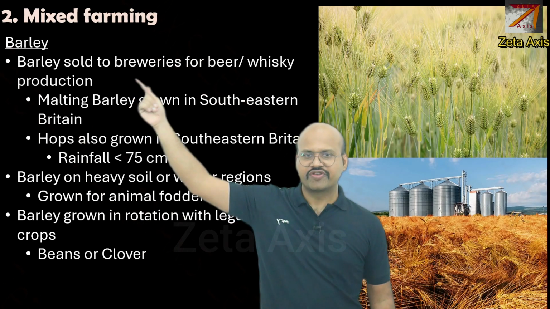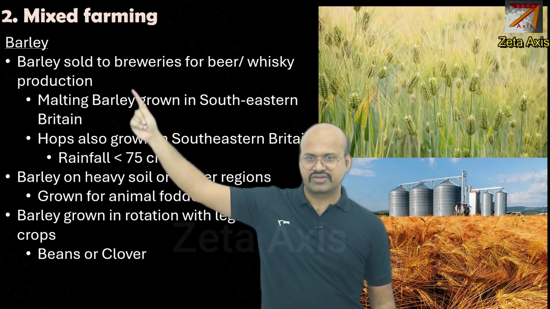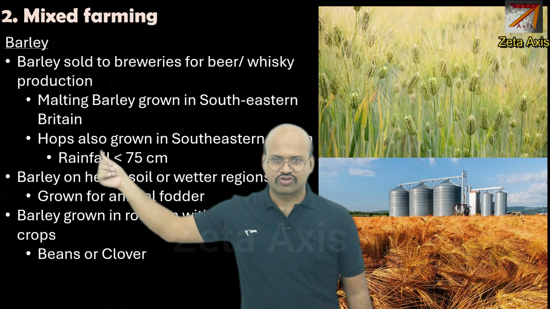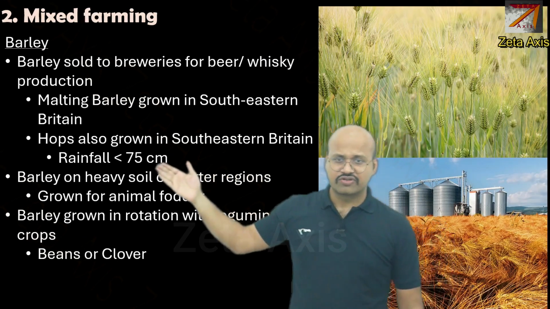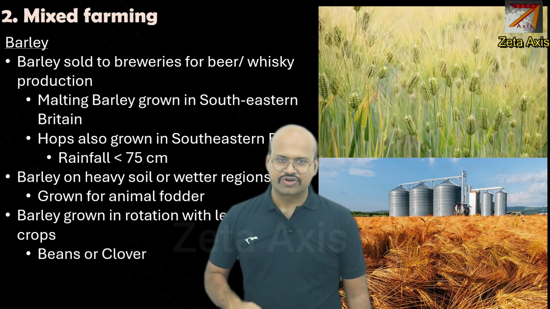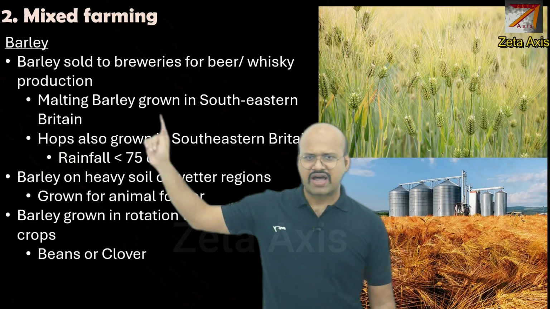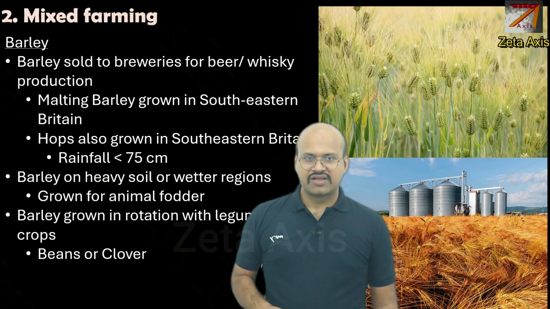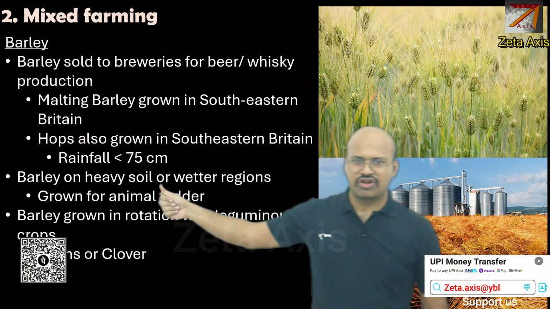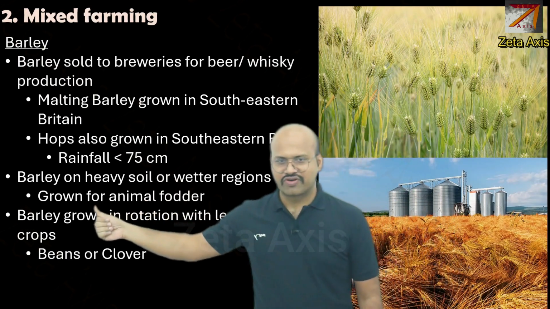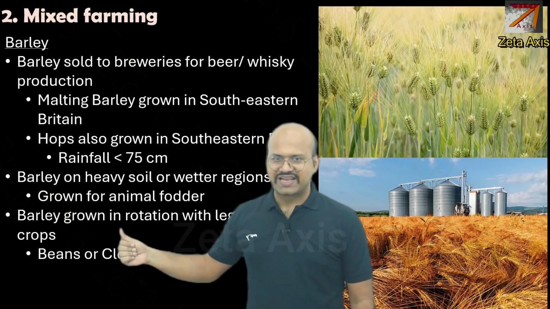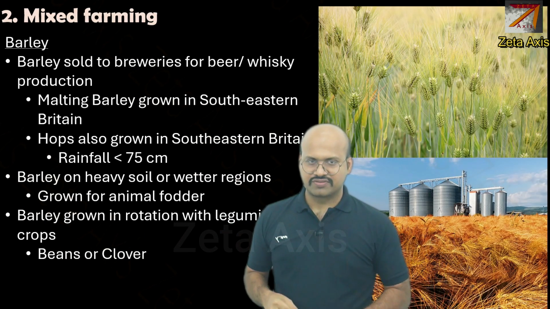It is sold to breweries for beer and whiskey production. Malting barley is grown in southeastern Britain, while hops are also grown in southeastern Britain. Rainfall should be less than 75 cm for the growth of hops. Both of them are used in the production of whiskey or beer. In fact, barley is the most important item for beer or whiskey production. Barley on heavy soil or wetter regions is used for animal fodder. Barley is grown in rotation with leguminous crops. It helps to maintain the fertility of the soil.